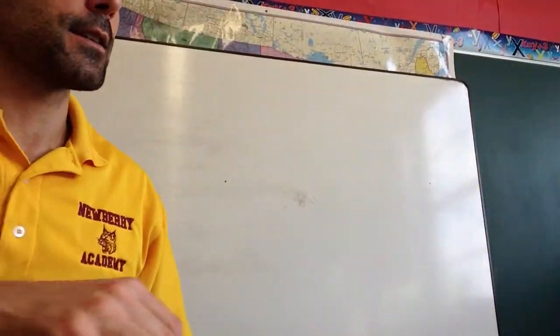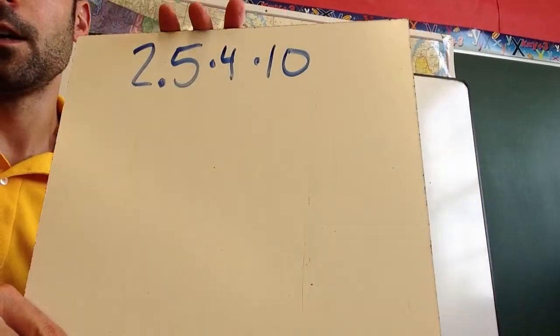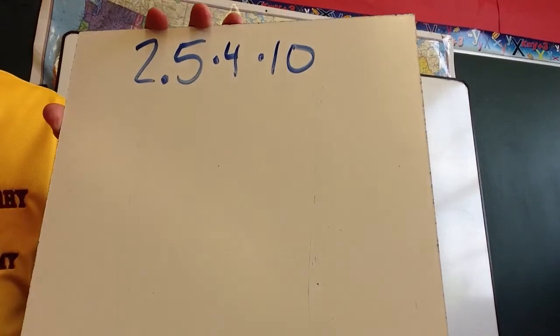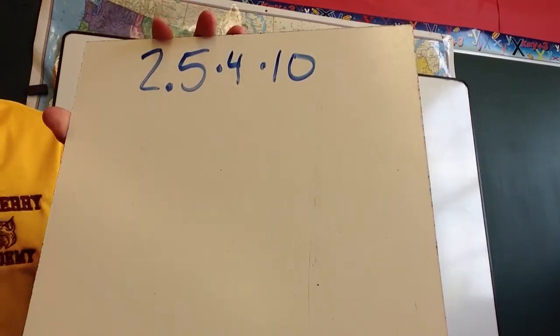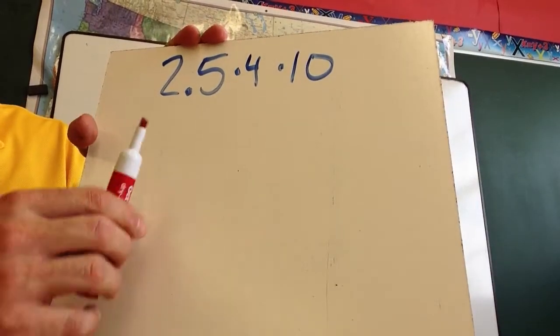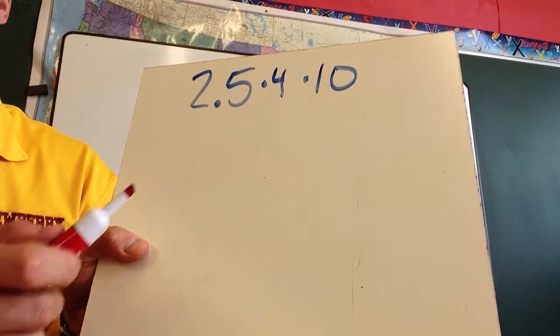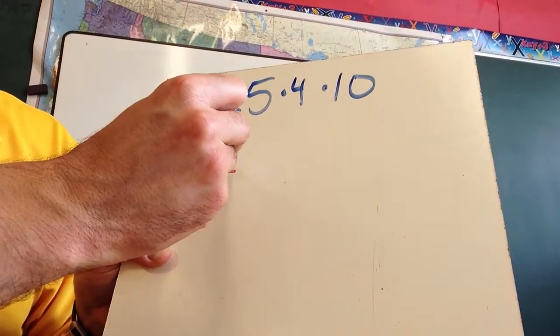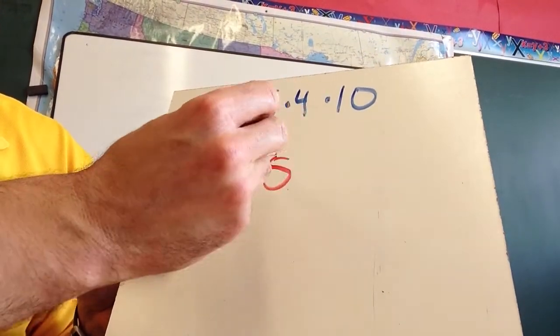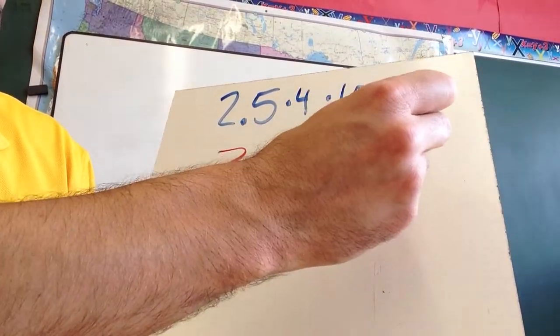All right, let's practice a couple of these. Sorry, I put them all the way over there. 2.5 times 4 times 10. Now there are a bunch of different ways you could solve it, and assuming for a second that I don't want to just go across, what I'm going to do is use the commutative property to make this problem a little bit easier for myself, and that means I'm going to go 2.5 times 10 times 4.